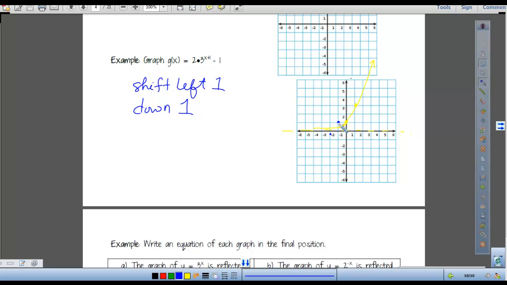Also, we've got, what else? Okay, so we're going to multiply that by 2. That gives me 6. And then I'm going to shift left 1, down 1. Okay, so our graph, here's my asymptote. I think I can just shift him down 1, I hope. And so it looks like this. Okay, questions about that?